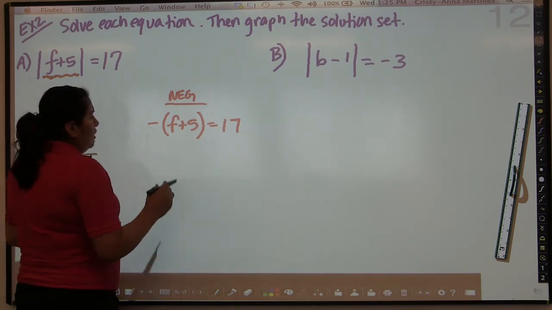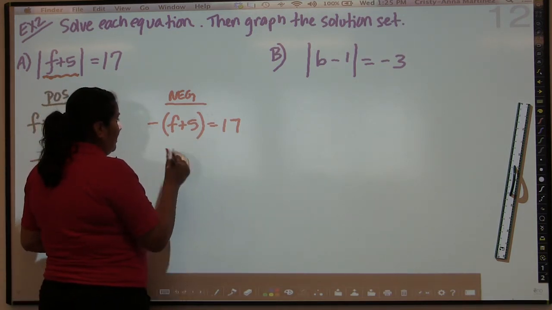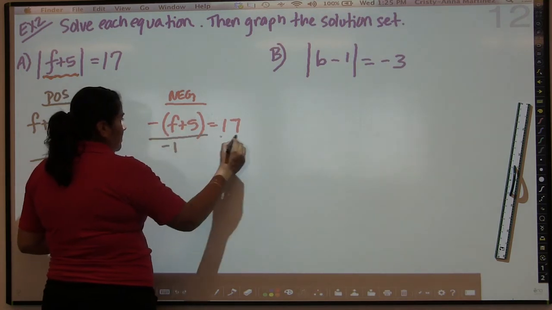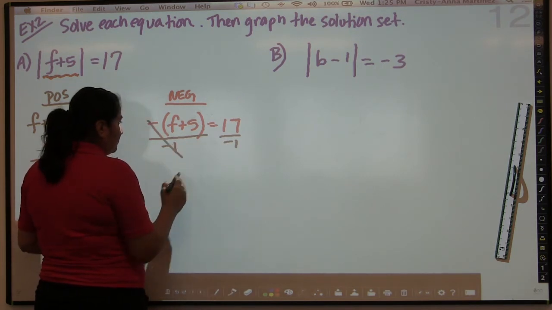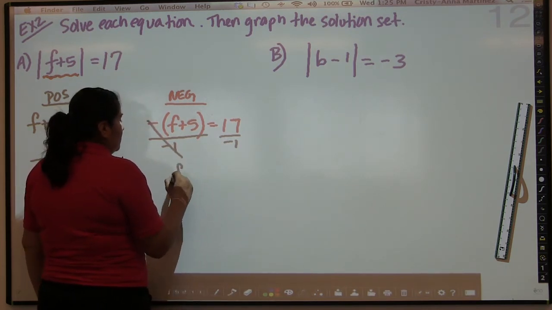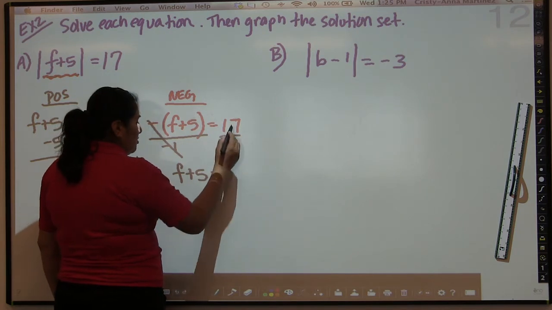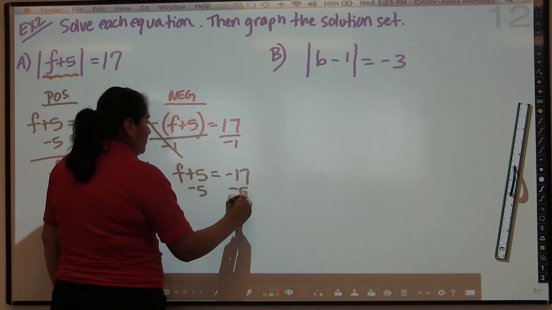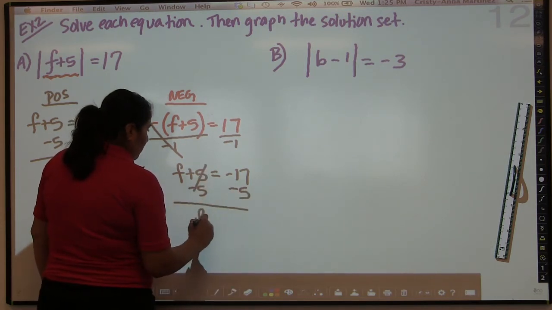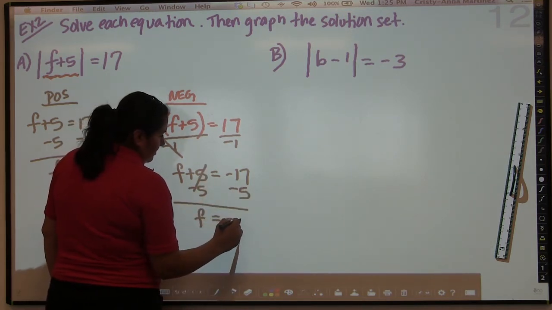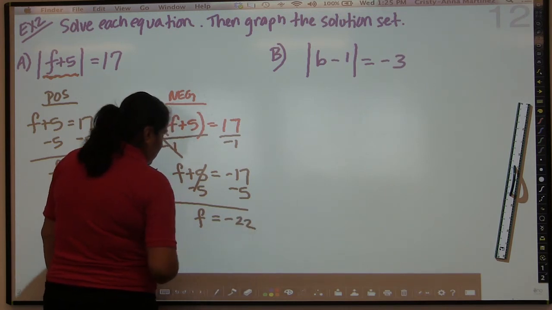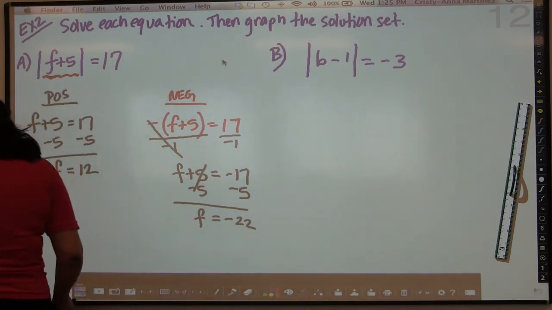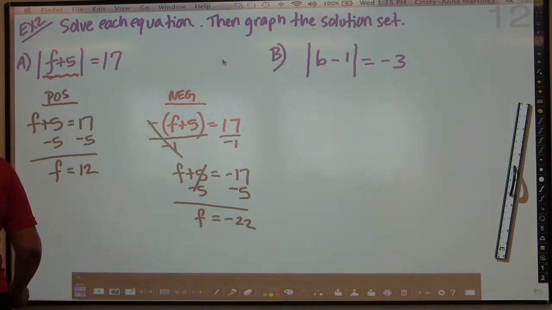And then over here, you can divide. You can do it 2 ways. You can either distribute the negative, or you can divide by -1. And I'm going to choose to divide. And then negative divided by negative is positive. So you get f plus 5. But this is no longer positive 17. It's now negative 17. And then you subtract your 5. And you get that f equals negative 22.